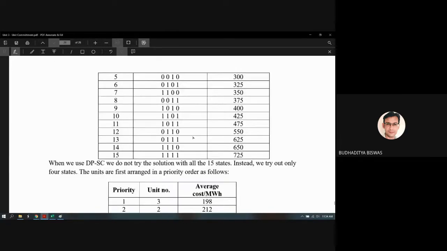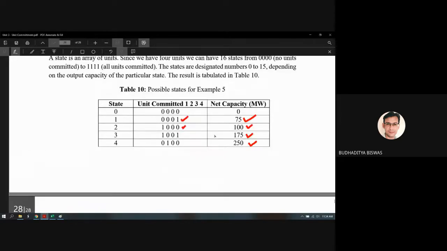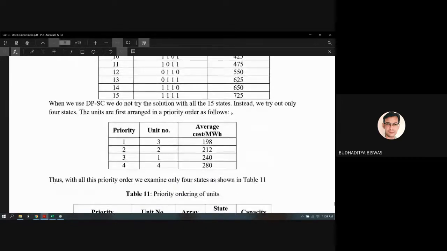In this way, you need to complete the table for all possible combinations, and here the net capacity is written in ascending order.